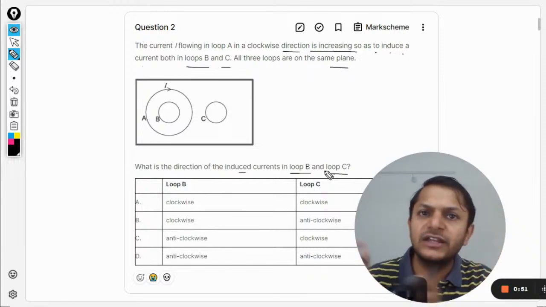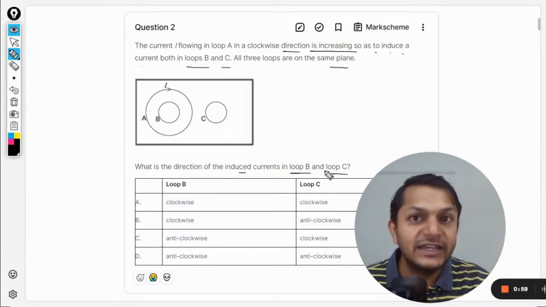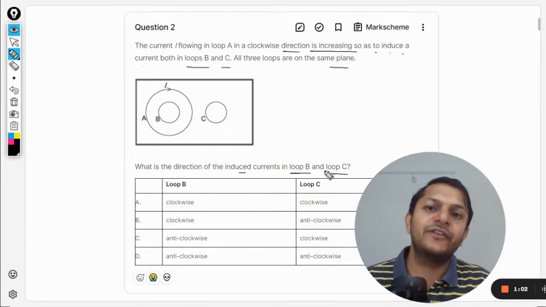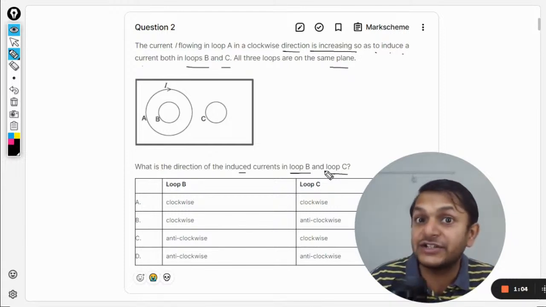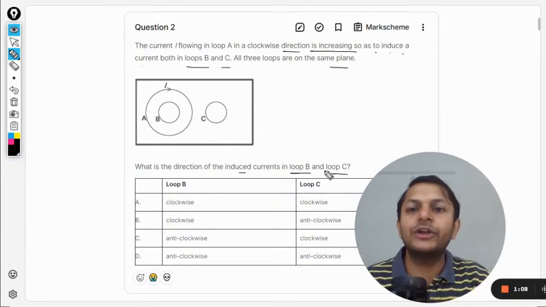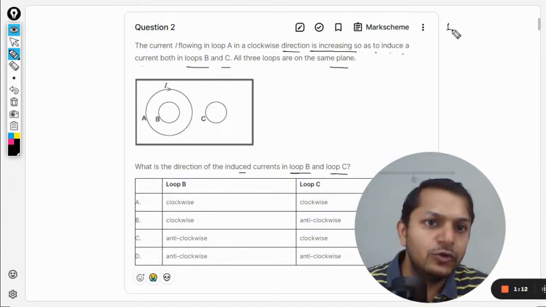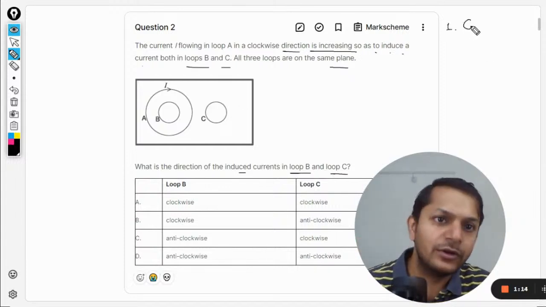A similar topic was in topic 5.4 also. At that time in my playlist, I shared a video in which I taught you all the rules with the help of which you can find the direction of the magnetic field and the direction of the forces on the charges, and all those things have been dealt with there. But in this topic, we are going to learn about the induction. So the first rule I'm going to tell you is the right hand curl rule.